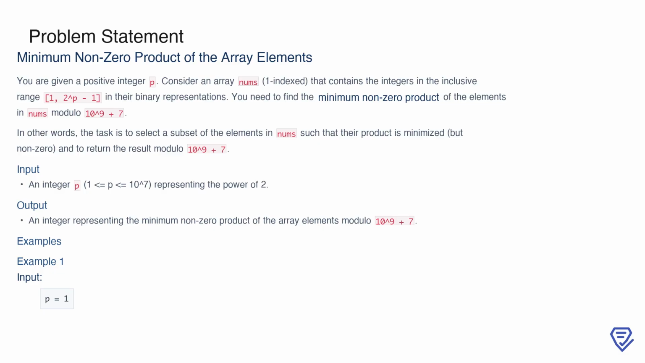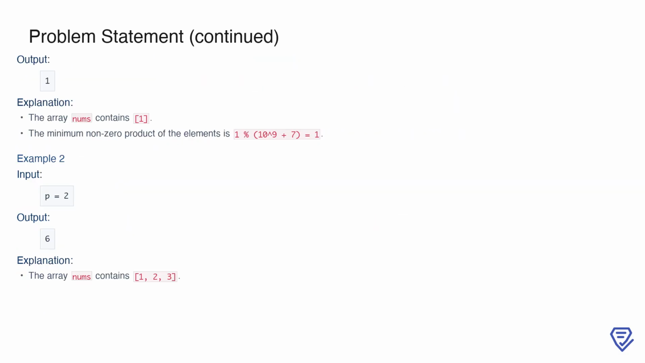The input consists of a single integer p, which can range from 1 to 10^7, and the output is the minimum non-zero product as a single integer. For example, if p is given as 1, the array nums contains just one element, 1. Since there is only one element to choose from, the minimum non-zero product is simply 1. Taking this modulo 10^9 + 7 does not alter the result, so the output is 1.